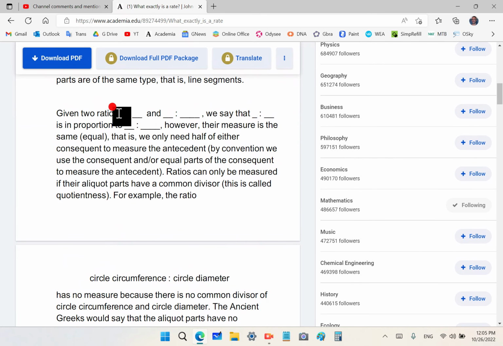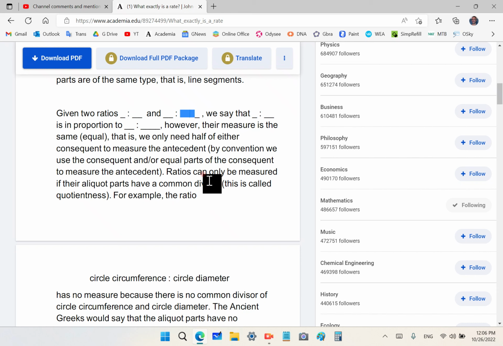So you can have, for example, two ratios, like you see here, this ratio and this ratio. Now they are decidedly not equal. Okay, they're not equal because their antecedents are not equal. But they are in proportion because this antecedent is to this antecedent as this consequent is to this consequent, okay? So we say they're in proportion. Now, their measure, however, is equal. So the measure of these ratios is equal.